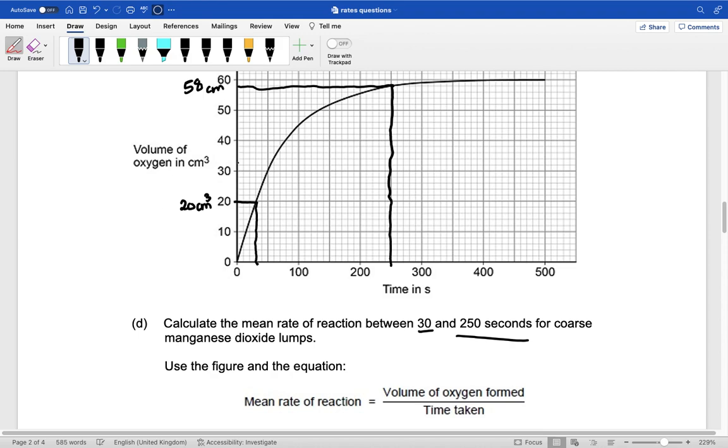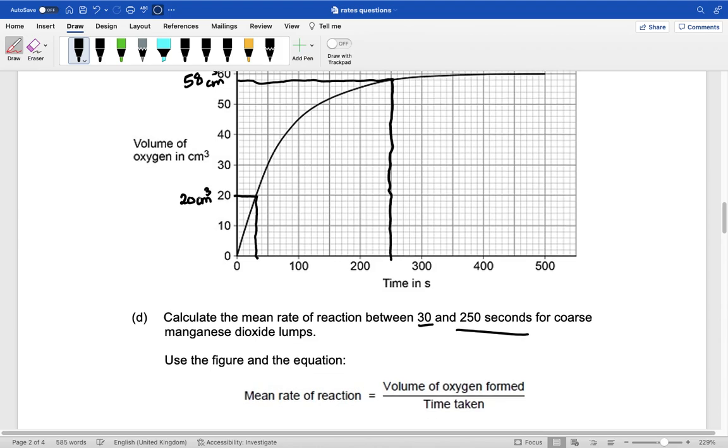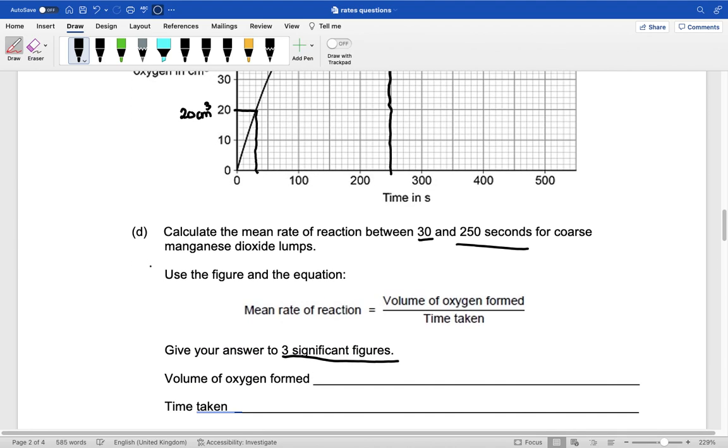Okay, so the difference in the gas collected between 30 and 250 seconds is we ended up with 58 centimetres cubed of oxygen gas at 250 seconds, and we started with 20 centimetres cubed of gas at 30 seconds. So we need to work out that difference. So our volume of oxygen would be 58 minus 20, which gives us 38 centimetres cubed.